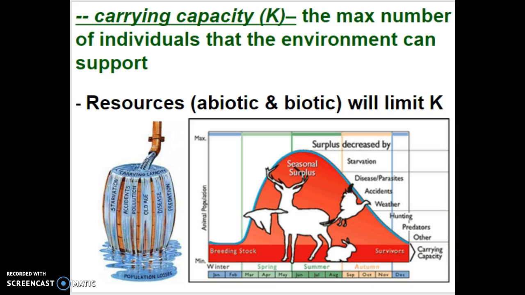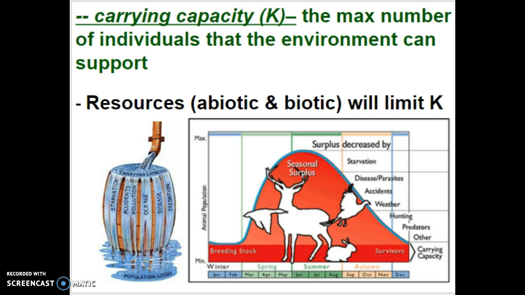So if you look here on the diagrams I have on the screen, if you think of the population like a barrel, and you keep adding members, adding members, adding members, that barrel is only going to hold so much water before we're going to have some seepage, okay? So the carrying capacity is like the barrel itself. A forest ecosystem can only support so many members.